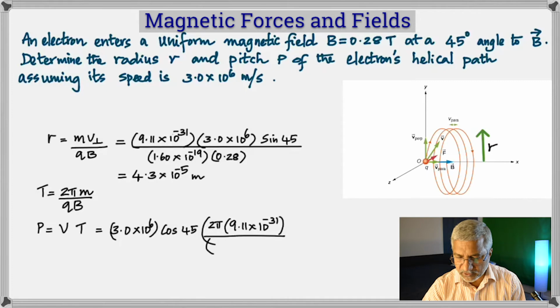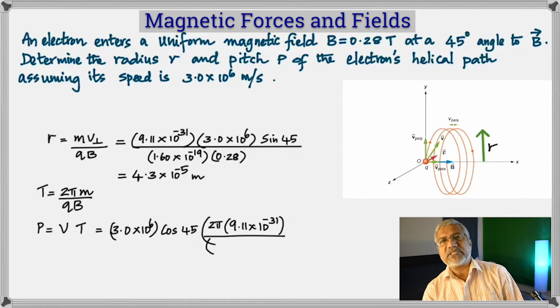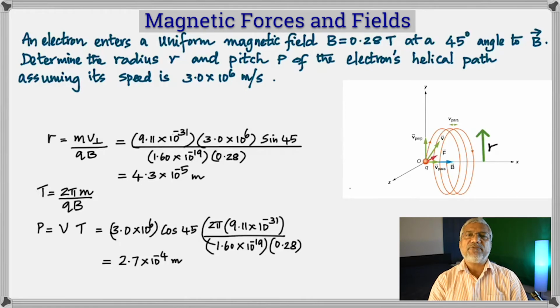Okay, there it is. So q and B. That gives 2.7 times 10 to the negative 4 meter. Obviously, that's a small distance. So we're talking about minute distances on that. So that's how you work out that problem.